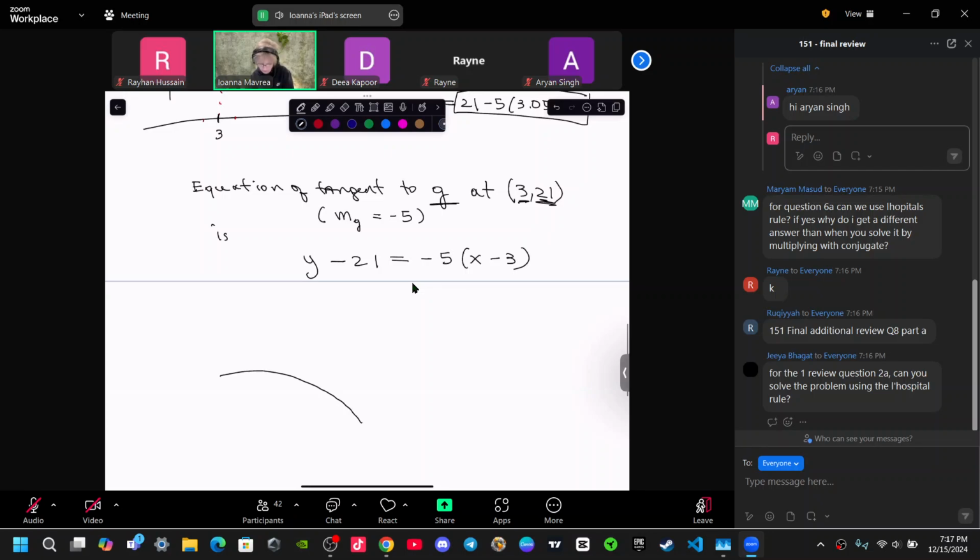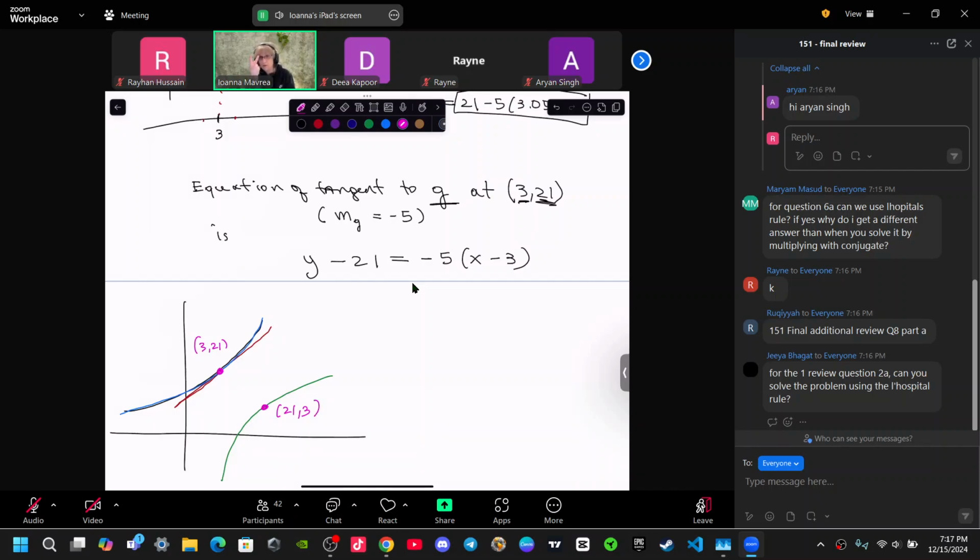So you have a graph and you find the equation of the tangent line. And this blue graph happens to have an inverse. Let's say the inverse is this graph. If this point is the 3,21 point, the corresponding point will be the 21,3 point. The x and the y will flip in the inverse. So this is the inverse, let's say G inverse, and this is the graph of G.